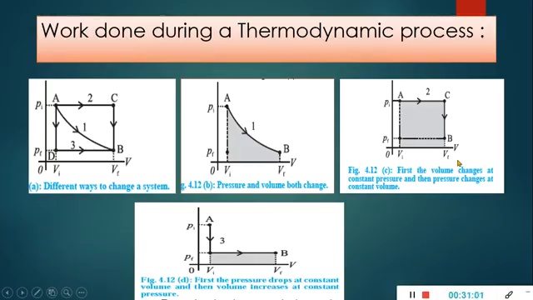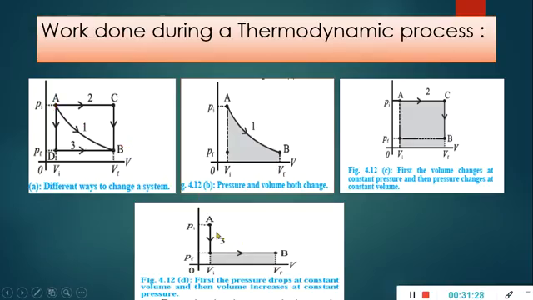In the second, first the volume changes at constant pressure and then the pressure changes at constant volume. In the other, first the pressure drops at constant volume and then the volume increases at constant pressure. These are the three methods, but in all three conditions the initial and final states are the same. The initial state is A and the final state is B.